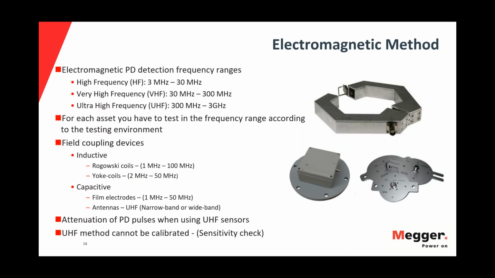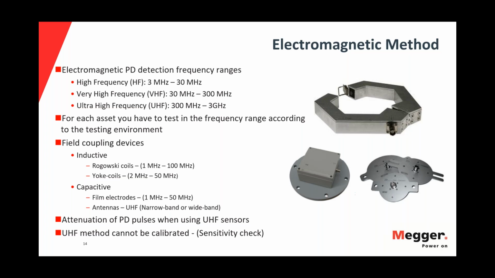insulation of the object. For example, if you put it on the ground of the transformer or the ground of the GIS, it will be able to measure the PD in that transformer. It has a range of 1 to 100 megahertz, which is a very good range to detect the PD.